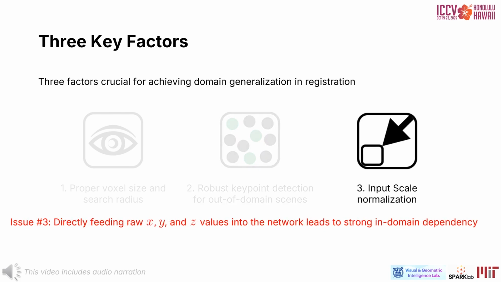Third, feeding raw coordinates into the network makes models sensitive to scale differences. Without normalization, this might lead to in-domain bias and poor performance on unseen datasets.